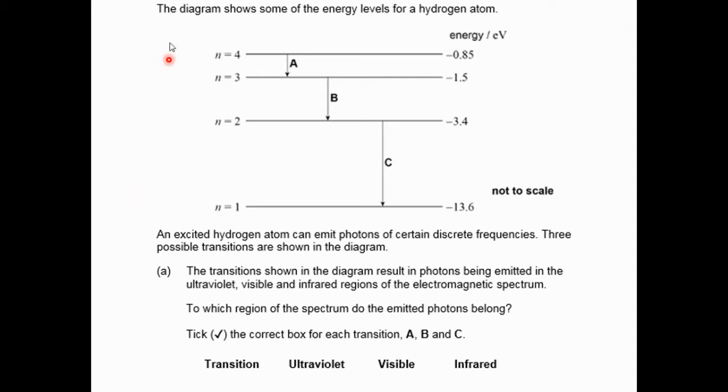So this first question: this diagram shows some energy levels for a hydrogen atom. An excited hydrogen atom can emit photons at certain discrete frequencies. Three possible transitions are shown in the diagram, A, B, and C. The transitions shown result in photons being emitted in the ultraviolet, visible, and infrared regions of the electromagnetic spectrum. Which of the regions do A, B, and C correspond to? So is A ultraviolet, visible, or infrared? Is B ultraviolet, visible, or infrared? Pause the video now and spend 30 seconds discussing the answer.